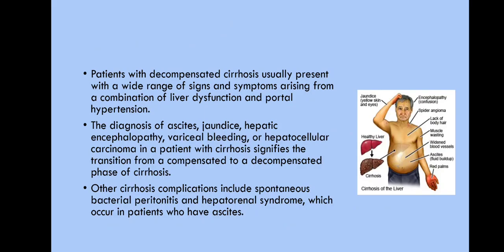So other cirrhosis complications include spontaneous bacterial peritonitis and hepatorenal syndrome. This occurs in patients who have ascites. So if you can look at the diagram that's on the side, you'll see there will be jaundice. They may present with hepatic encephalopathy, presenting as confusion, spider angioma, lack of body hair, muscle wasting, widened blood vessels, ascites, then palmar erythema, which is red palms.